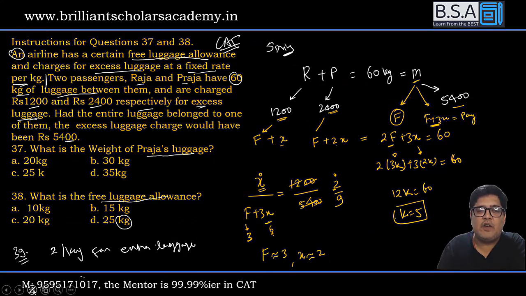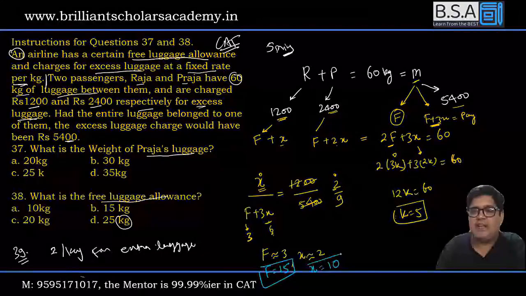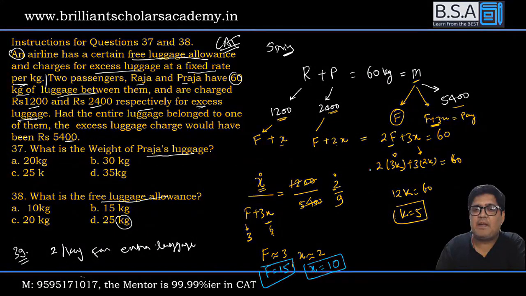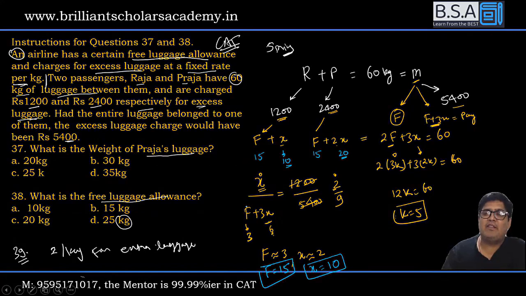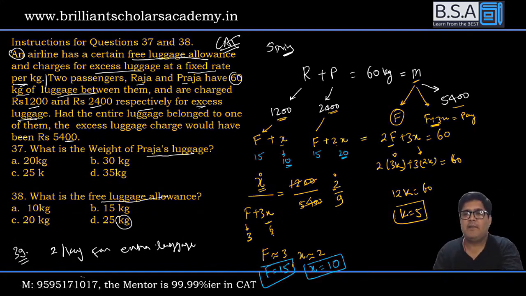Free luggage you are allowed to carry is up to 15 kilograms. Extra luggage for the first person is 10 kilograms. For the second person the extra luggage is 20 kilograms. 15 kilos you can carry for free. Extra is 10 kilograms. Extra is 20 kilograms. Everything has been answered through that k.